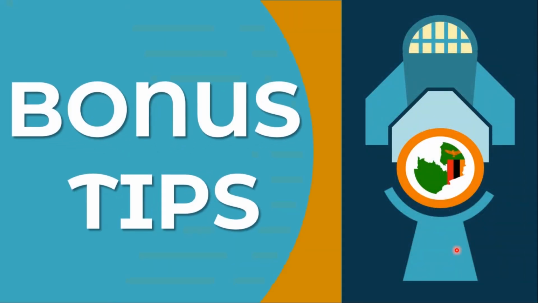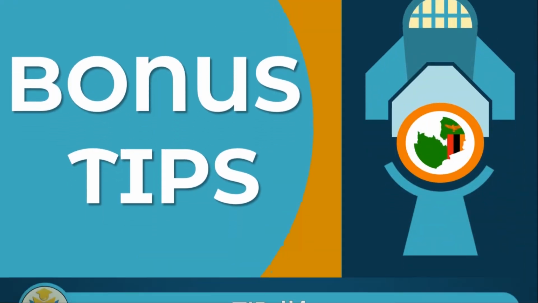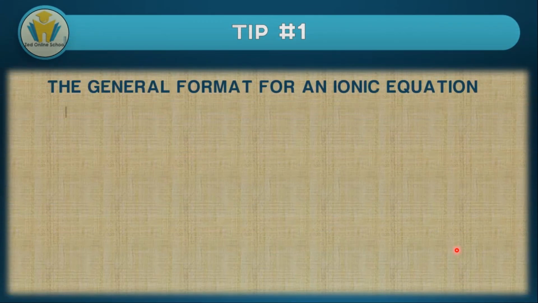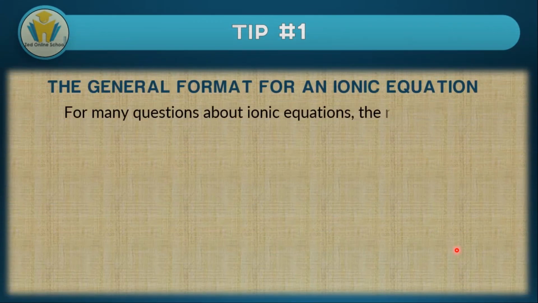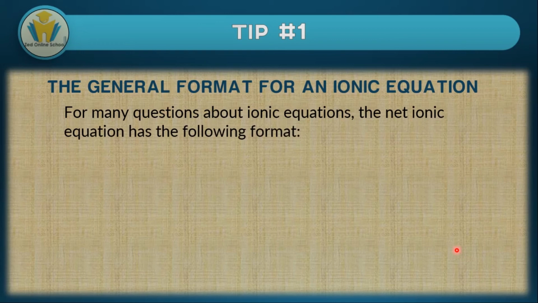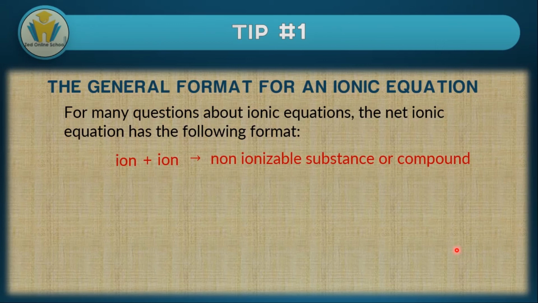Now, you have reached the bonus tip section. Today we've got 3 tips for you. The first is about the general format for an ionic equation. For many questions about ionic equations that you'll be given, the net ionic equation has the following format, as you can see. There will be 2 ions here, probably a cation and an anion.